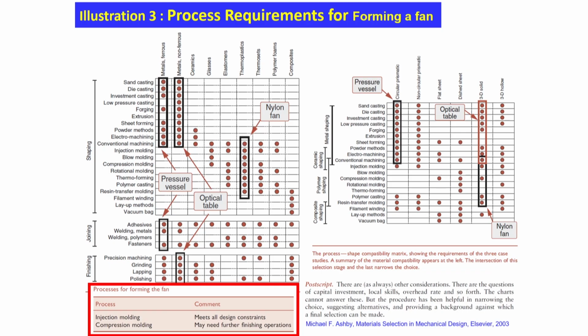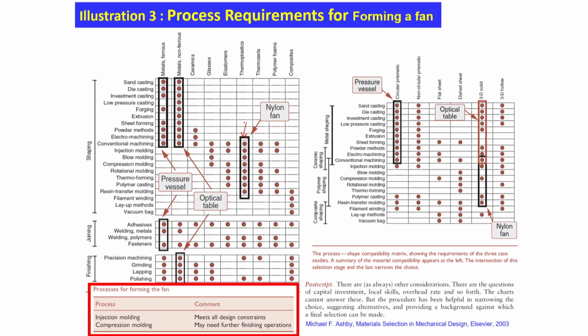And for ceramics you can use electromachining, conventional machining, injection, and all these powder metallurgical processes. Here the fan is not made of ceramics, so why talk about it? It is not made of glass, nor of elastomers, it is made of thermoplastics, nylon. So, we can use various processes starting from conventional machining, injection molding, blow molding, compression molding, rotation molding, transfer molding. That is my choice, as mentioned here.